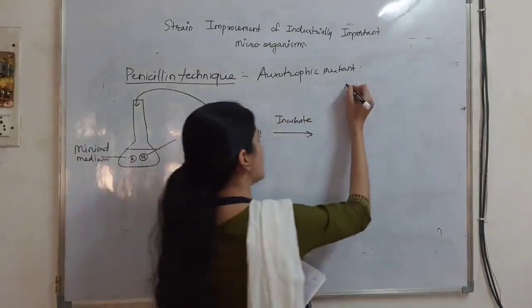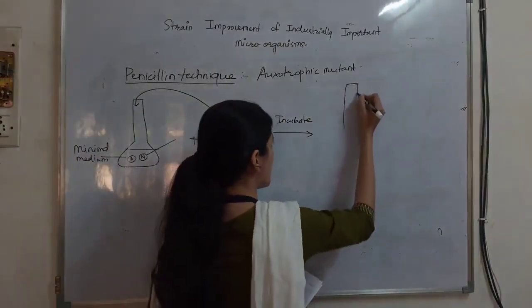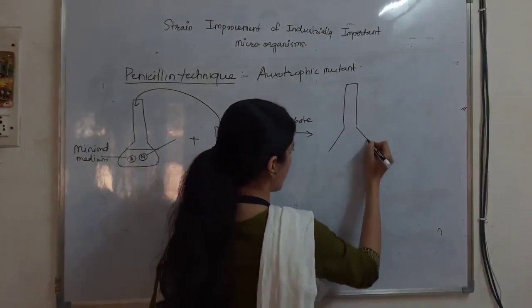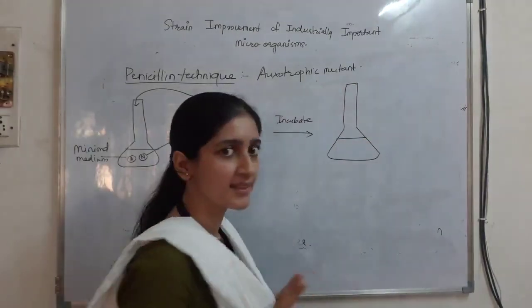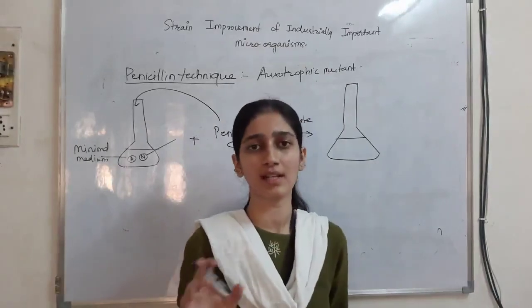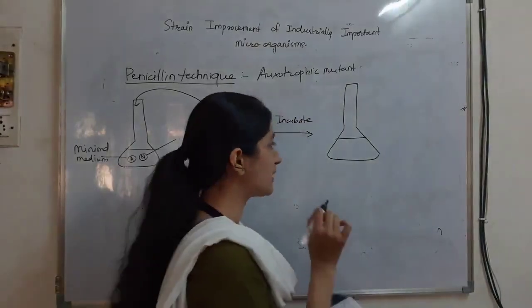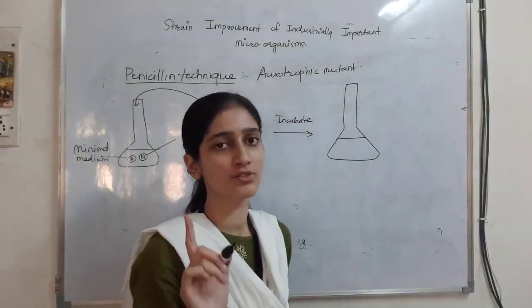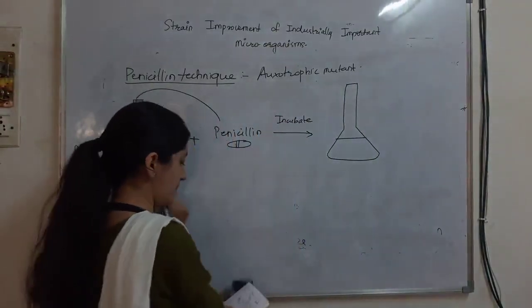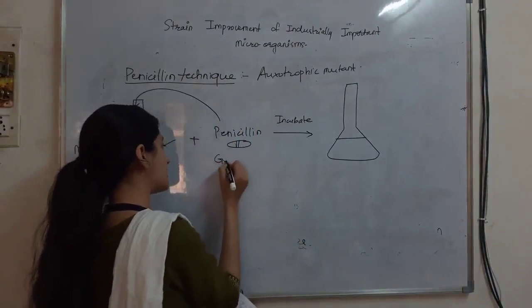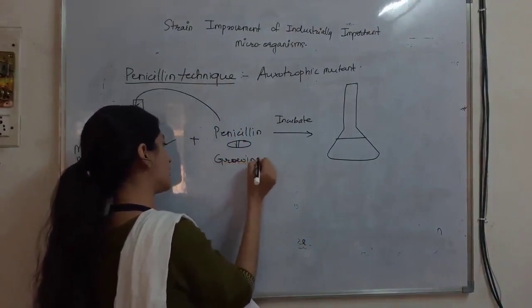After incubation, what will happen is, the flask is containing both non-auxotrophic and auxotrophic mutants, but only non-auxotrophic mutant will grow, because penicillin acts on growing cells. It acts on growing cells.